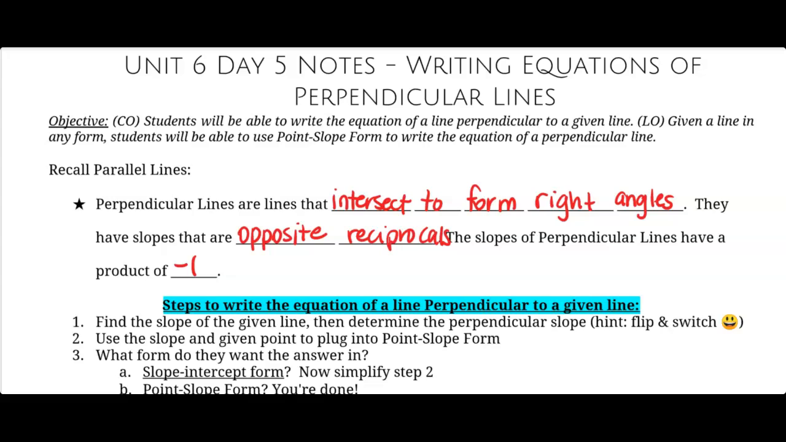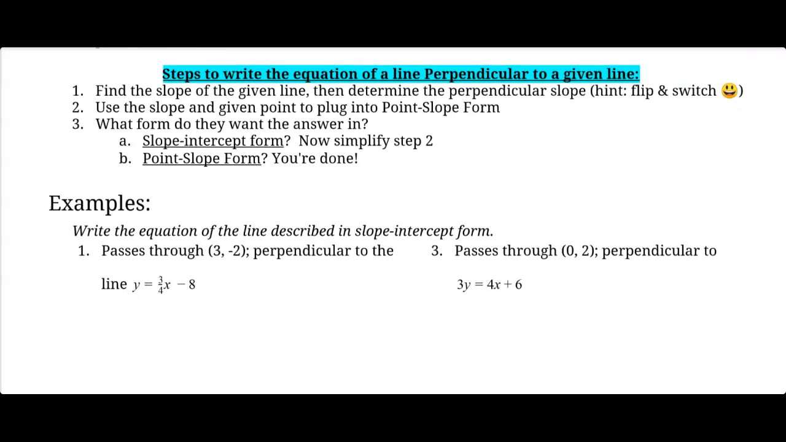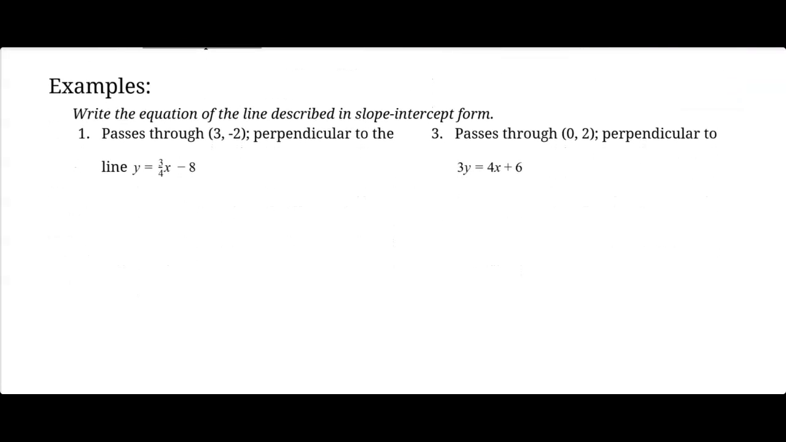So if you remember, perpendicular lines are lines that intersect to form right angles. They have slopes that are opposite reciprocals. The slopes of perpendicular lines have a product of -1. So the steps are very similar to doing parallel, only we need to switch our slopes.